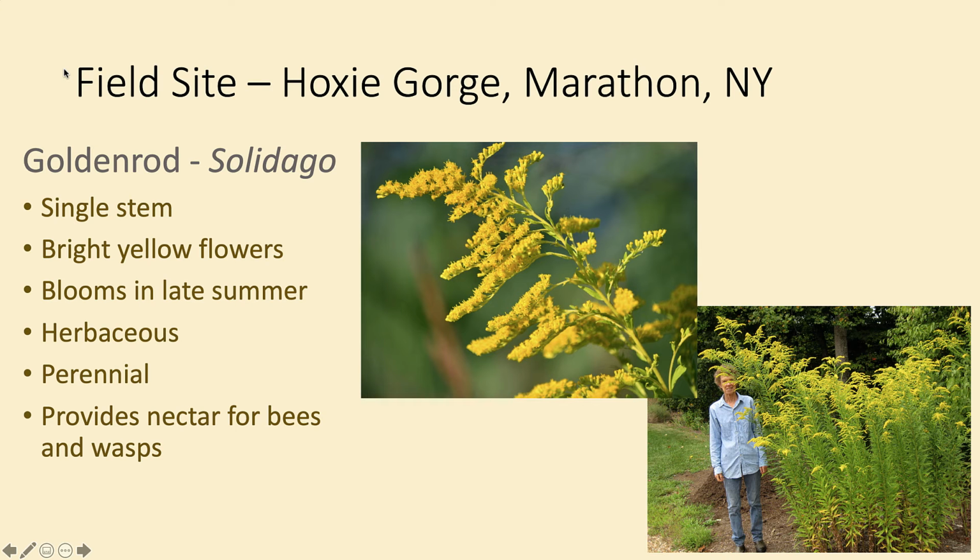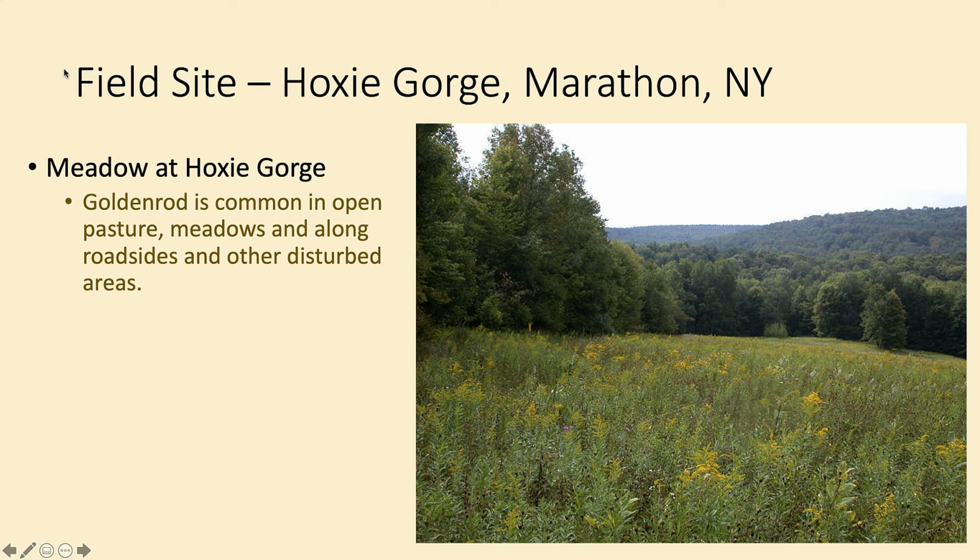Let's head back now to Marathon, New York, to the Hoxie Gorge Preserve together, and remember the plant that we study. So goldenrod is a very common plant indigenous to our area, which blooms in late summer. By the time we got to these plants, they were well established and quite tall. This plant is a very important source of nectar for bees and wasps, especially since it keeps its flowers well into the fall. On the trail that we walked, we noticed tall trees to our left and an open meadow to our right, which was filled with goldenrod.